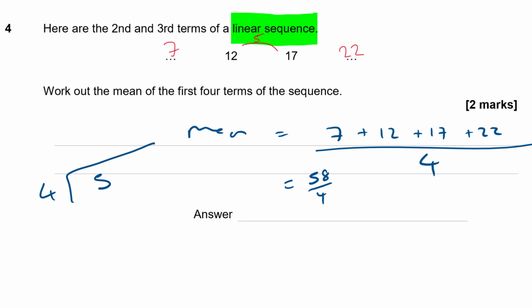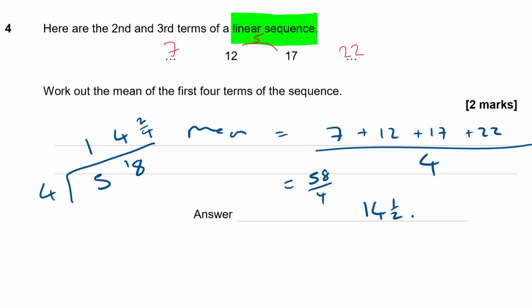58 over 4. 4 into 5 goes once, remainder 1. 4 into 18 goes 4 times, remainder 2. So that's 14 and 2/4 then, isn't it? Or 14 and a half. So 14 and a half.